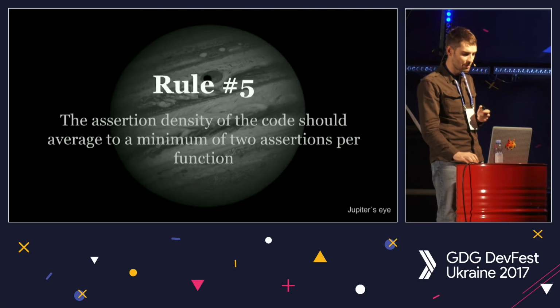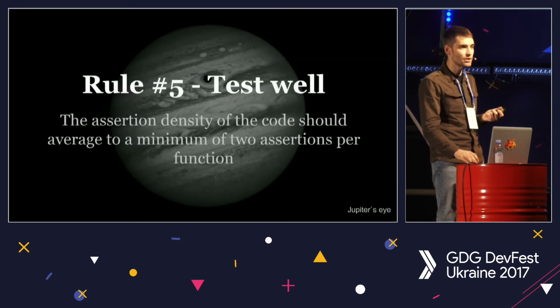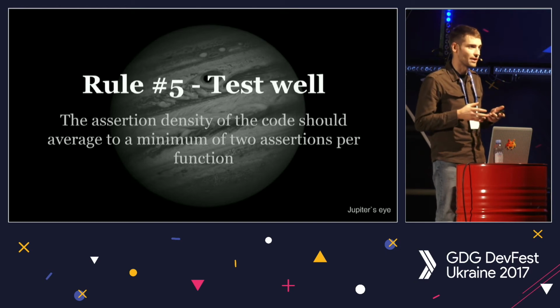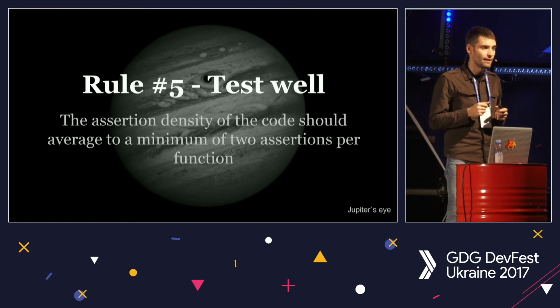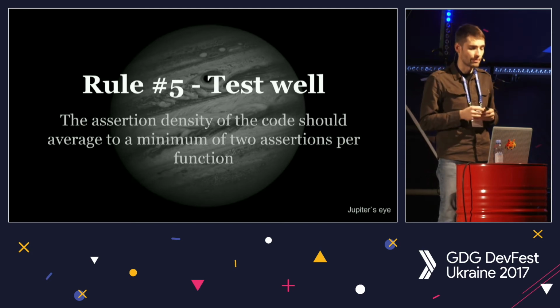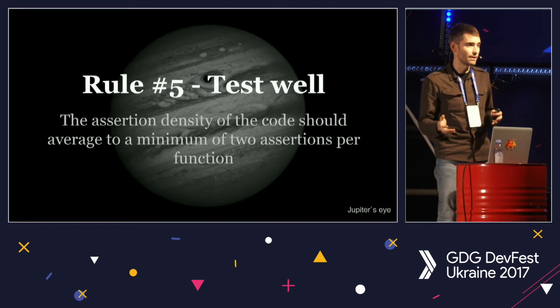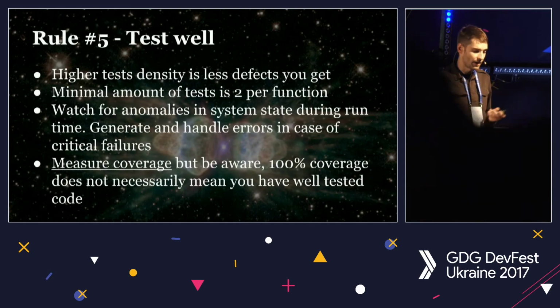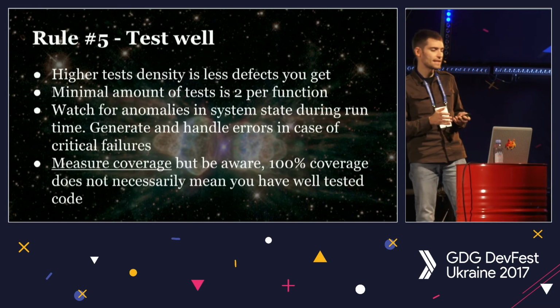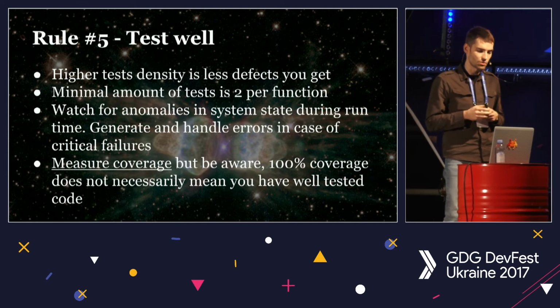Rule number 5, the assertion density of the code should be averaged to a minimum of 2 assertions per function. This is basically test well. Assertion is not a unit test, but assertion is something which runs in runtime when application execute. It may say that something goes wrong in an application. They put some checks in runtime, you can do it as well, and manage errors. And higher test density, then less defects you get. Minimal amount of tests is 2 per function.